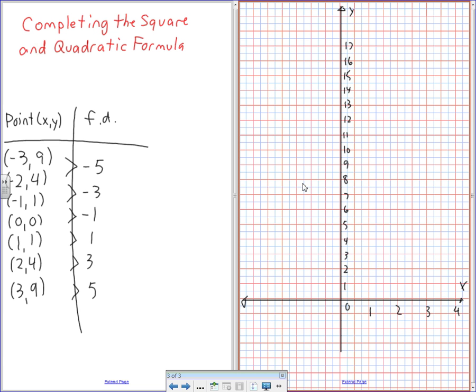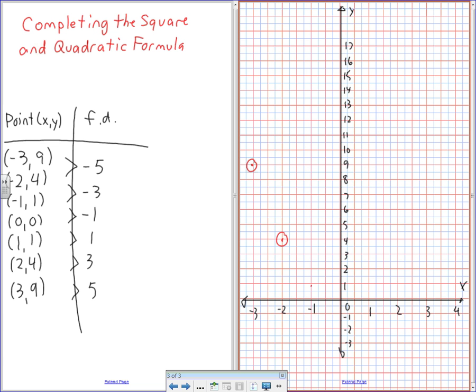Okay, now just so you know guys, you don't have to go all the way up to 16, I just happen to, so I have enough room on my page. What's the highest value I should go to? Yeah, 9. Alright, so I'm going to plot these points here, if I can. So I'm going to do -3, 9, which is going to be here someplace. -2, 4, which is going to be here someplace.